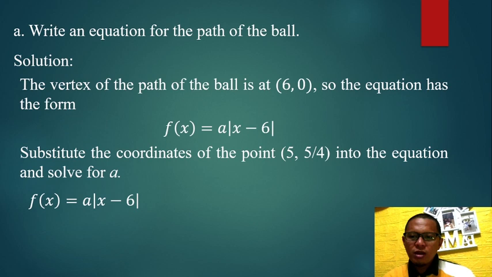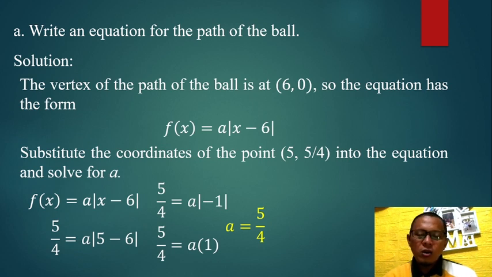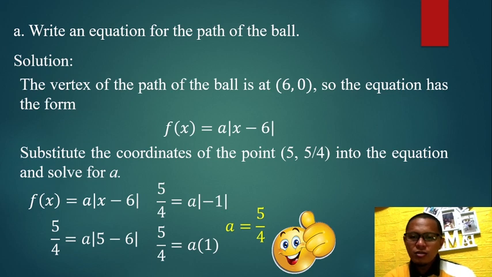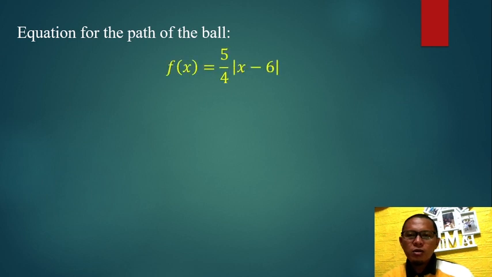So our equation is f of x equal to a multiplied by the absolute value of x minus 6. Let's substitute, and we have the value of a. Our value of a is equal to 5/4. So that's right. The equation for the path of the ball is f of x equal to 5/4 multiplied by the absolute value of x minus 6.